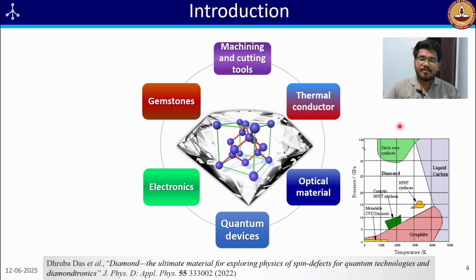As you know, diamond is a very precious gemstone. It is used in jewelry, but because of some exotic physical properties, it is a potential candidate for applications in machining and cutting tools because of its hardness. You have long lasting machinery parts. It is a good thermal conductor. It is also a good optical material. It is used in quantum devices and in electronics as well.